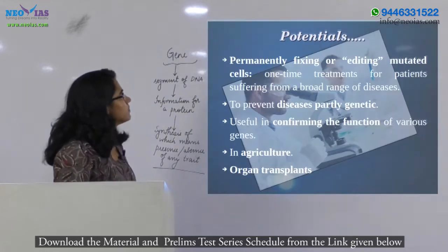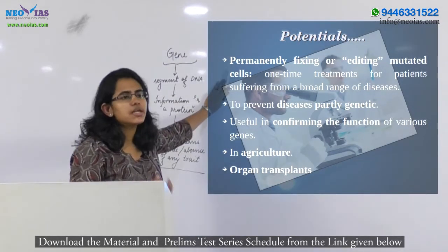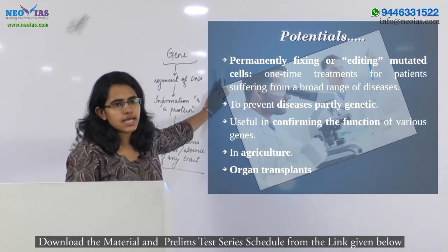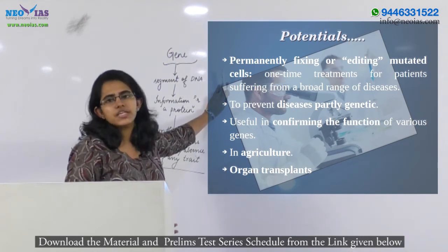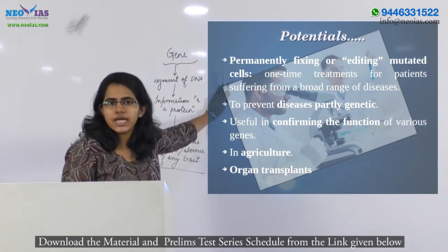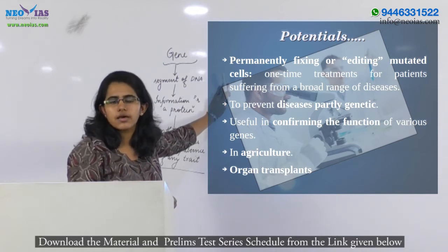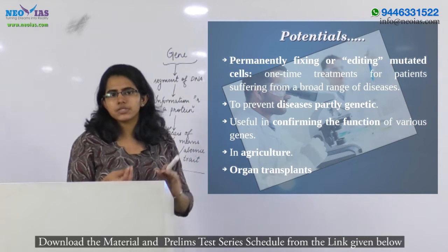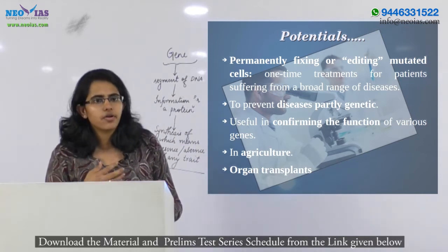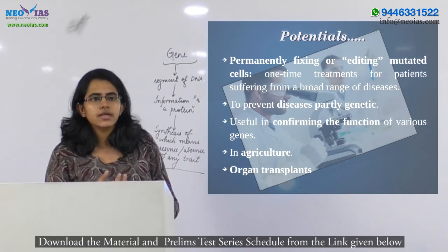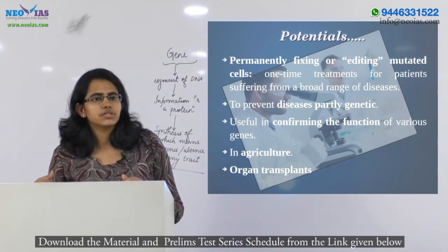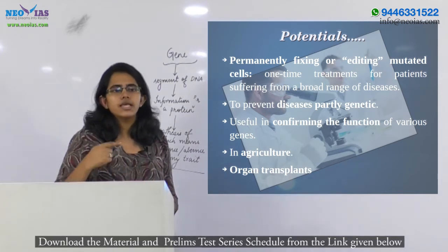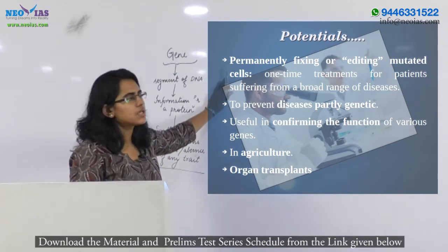Looking at the potentials of this technique, the first potential is permanently fixing or editing the mutated cells. That is, gene editing provides a one-time treatment for patients who are suffering from a broad range of diseases. Suppose a person is suffering from HIV, that person can make use of this gene editing technique. I've already mentioned the experiment that was recently conducted, where a human embryo was edited for a heart disease. The advantage cited by the scientists is that the resulting babies will not only be free of this heart disease, but the disorder will also not be passed on to future generations. That is another advantage of gene editing. So the first is permanently fixing or editing the mutated cells.